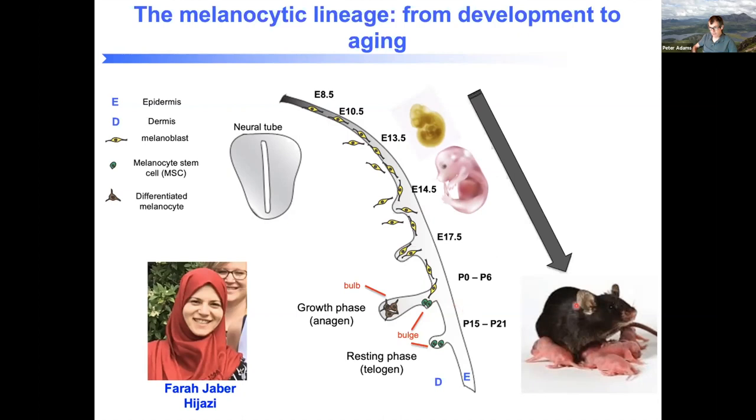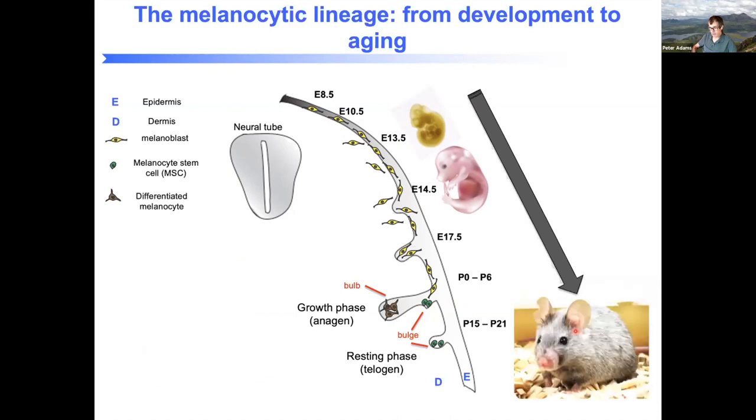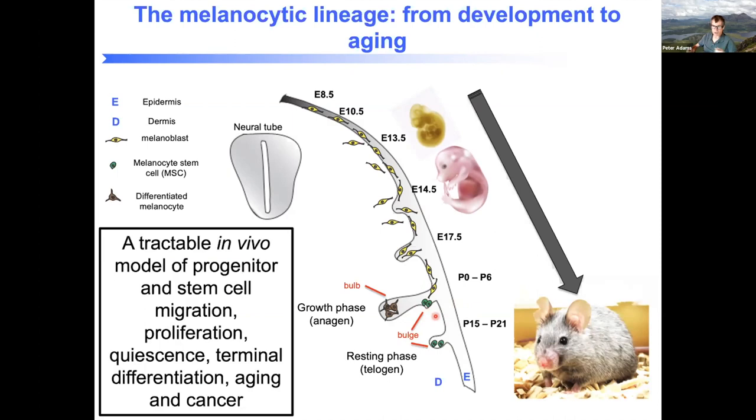And obviously with these cells, you can see the function of these cells, the mice are pigmented, but with age, the mice go gray, and that reflects the premature differentiation and exhaustion of the stem cells. And these cells are also used as a model for cancer, obviously specifically melanoma. So it seemed to Farah that this was a tractable in vivo model for studying progenitor and stem cell migration, proliferation, quiescence, terminal differentiation, aging, and cancer.